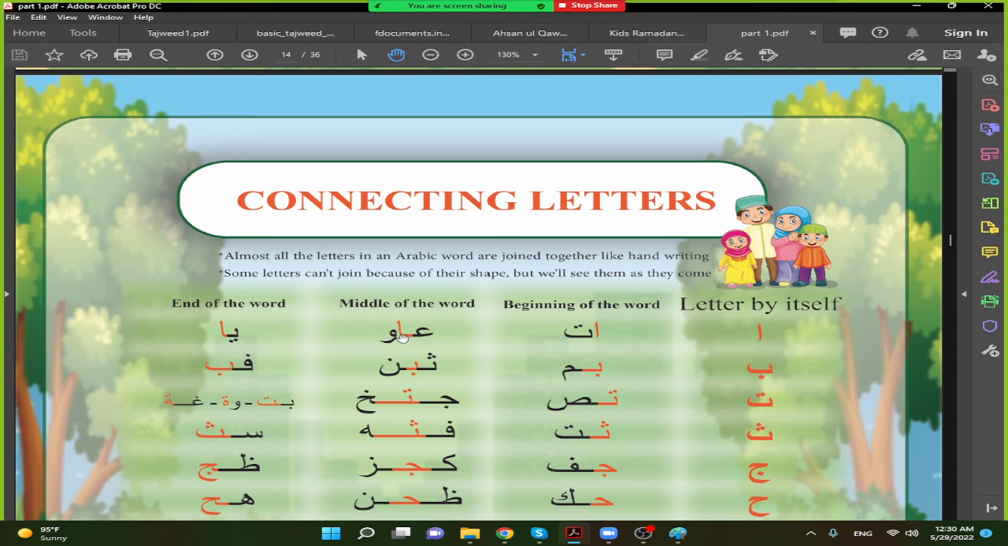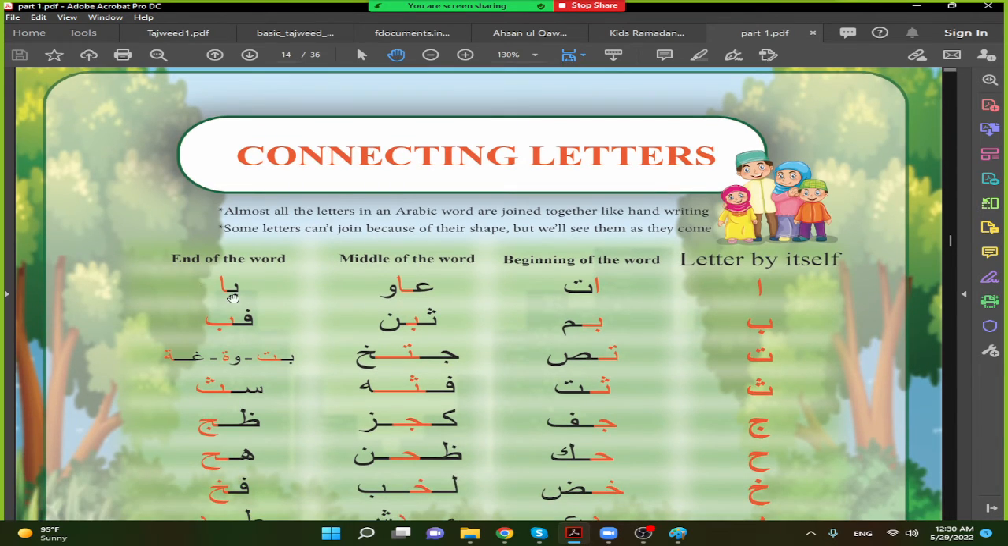And what is with Ain? Alif. And this one at the end? Wow. So how do you pronounce it? Ain, Alif, Wow. Ain, Alif, Wow. Say that. Ain, Alif, Wow.